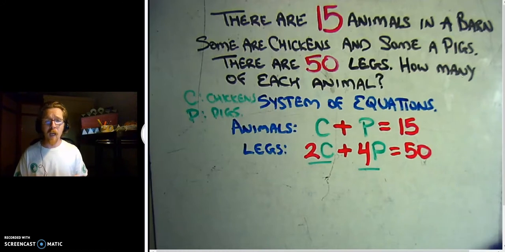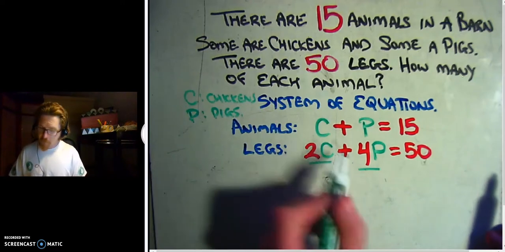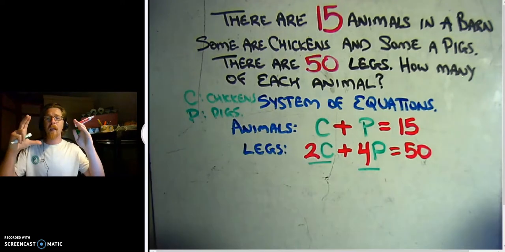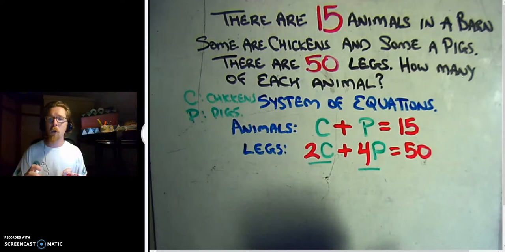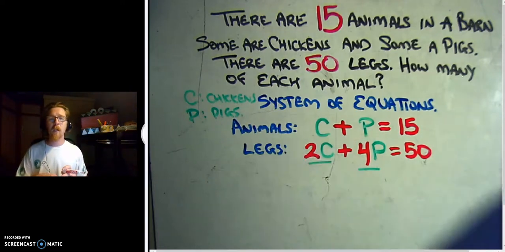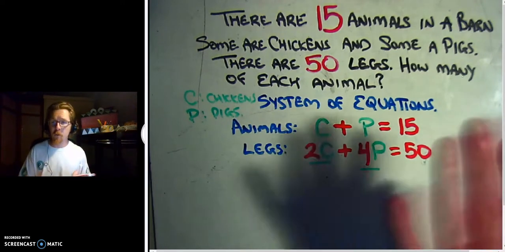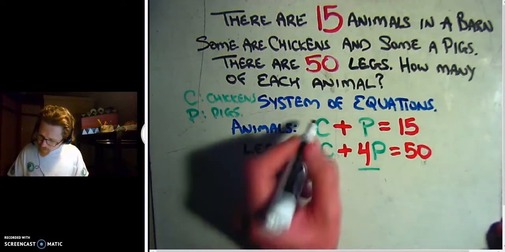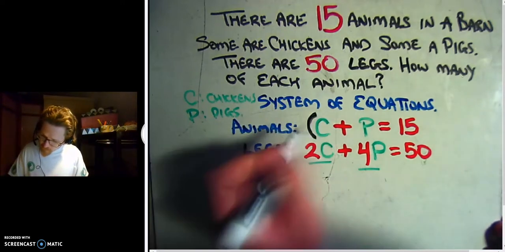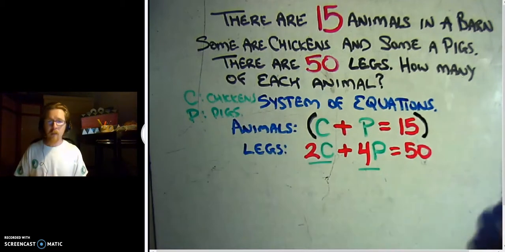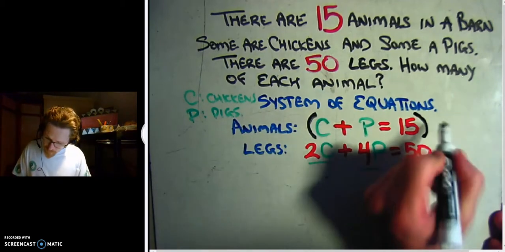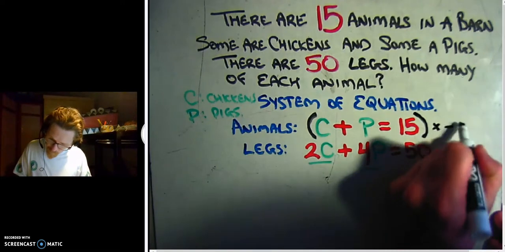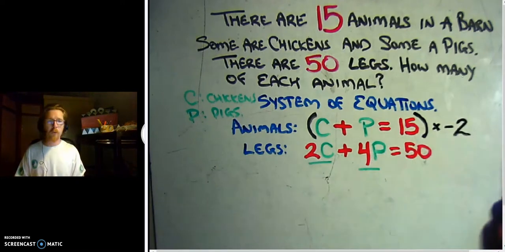Now, I think I'm going to use the technique of elimination in order to solve this. Now, elimination, in a sense, takes both of the equations and adds them together in the hopes that one of your equations or one of your variables will cancel out. So in order to do that, I'm going to take everything in the animal equation and I'm going to multiply it by a value of -2.